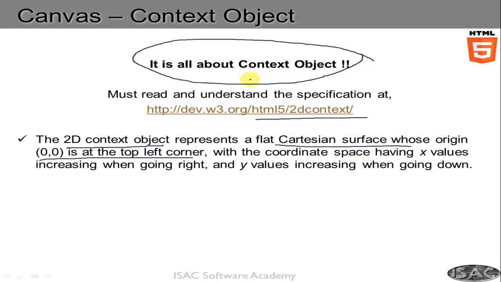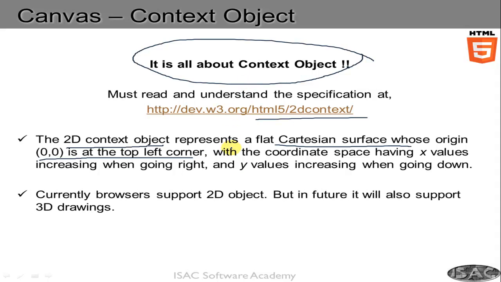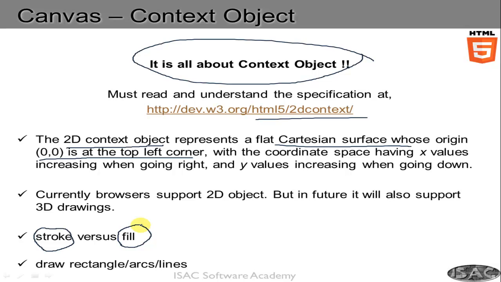So here is all about the context object. Currently browsers support the 2D object, but in future it will also support 3D drawings using canvas. Here is the same concept of stroke versus fill. A stroke is on the boundary, the color used for the boundary. Fill is inside the graphic or image. You can draw rectangles, arcs or lines. Using these three techniques, you will draw all the things. There is no fixed standard and it gives you much more power to draw lines and graphs, etc.